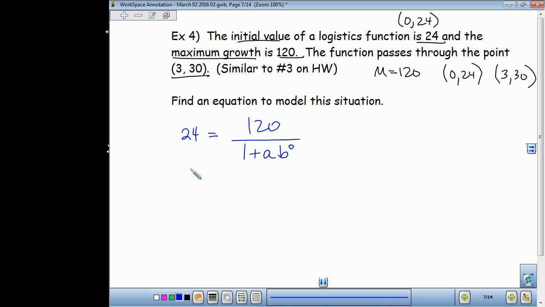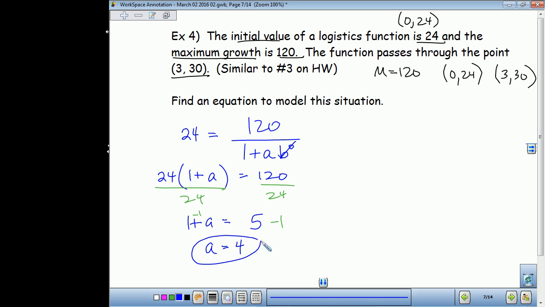Okay, now I can look at this and not even algebraically solve and get it, because I know that 120 divided by 5 is 24. So 1 plus what is 5? 4. But you may need to show a little more work. You may need to multiply, and you may even need to show this. If you need to show every step, show them. At this point, I don't always show every step.